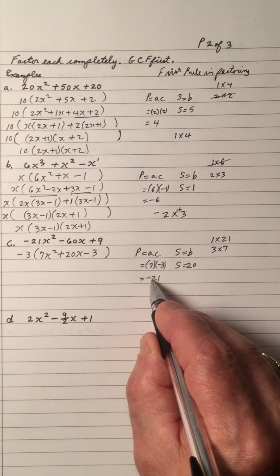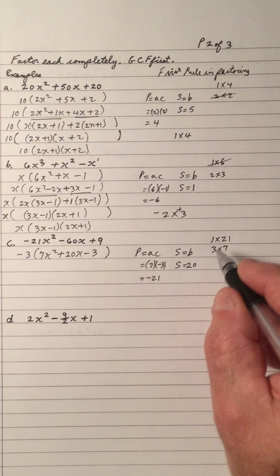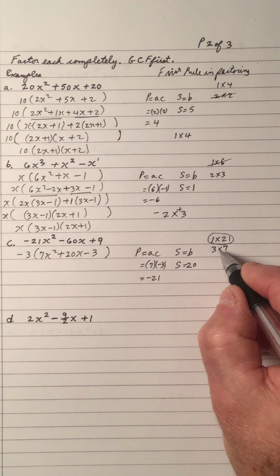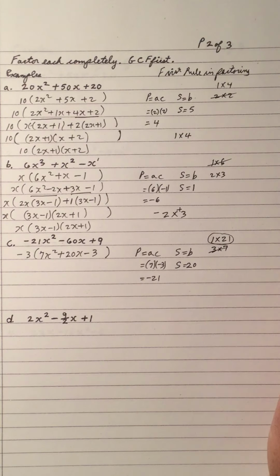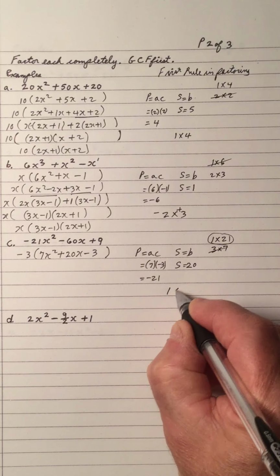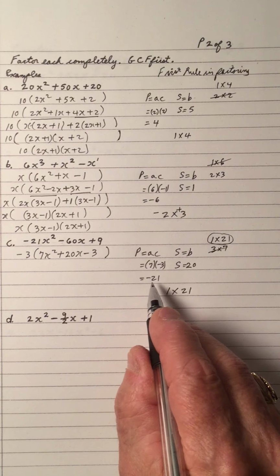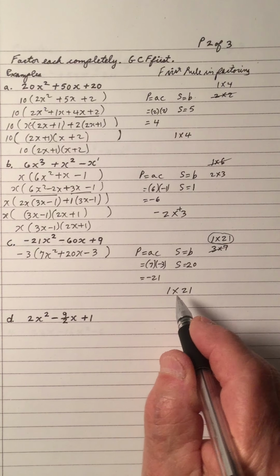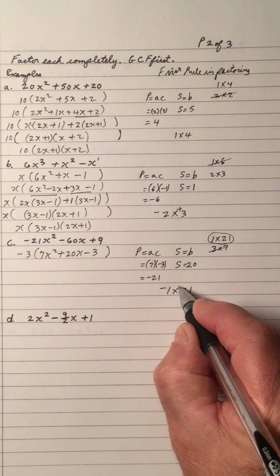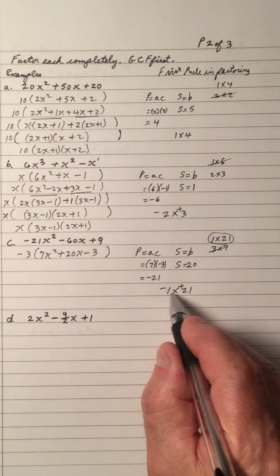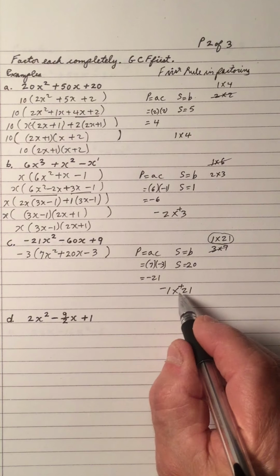The product is negative, so the factors are going to differ to give you 20. So this is the one that differs to give you 20. 3 and 7 differ by 4, so they're no good. So I got a 1 times 21. But because the product is negative, it means that the factors are going to be plus and minus. So I got a negative 1 and a plus 21. Multiply, negative 21. Add, 20. So these are the two correct factors.